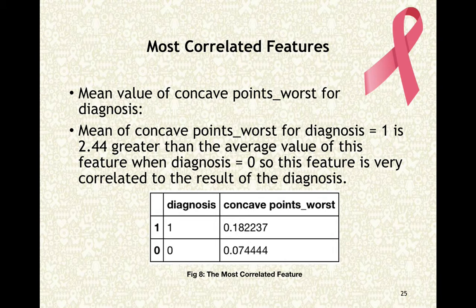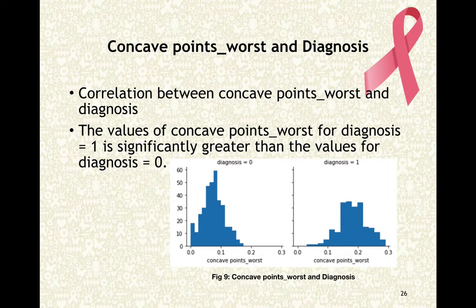We see the mean of concave points worst for diagnosis equal to 1 is 2.44, greater than the average value of this feature when diagnosis equals 0. So this is very important. Also, in another plot, we see that the values of concave points worst for diagnosis equal to 1 are significantly greater than the values for diagnosis equal to 0.